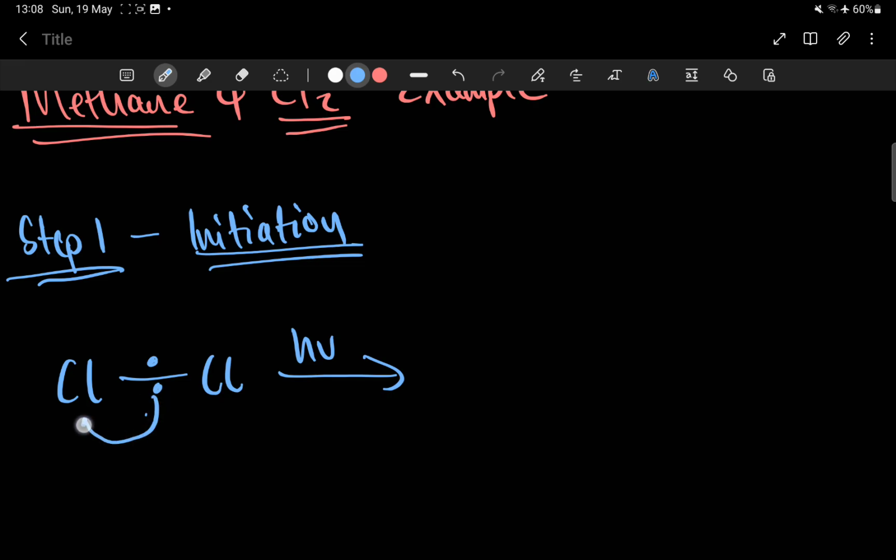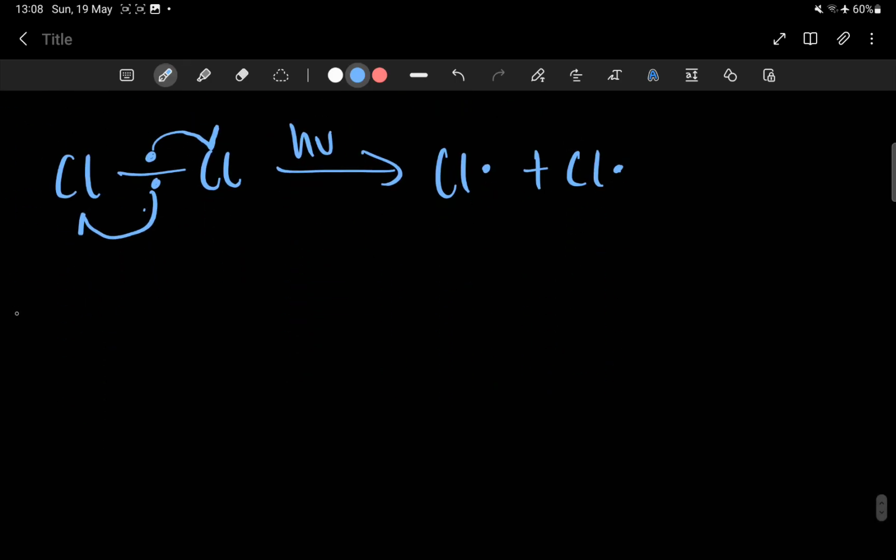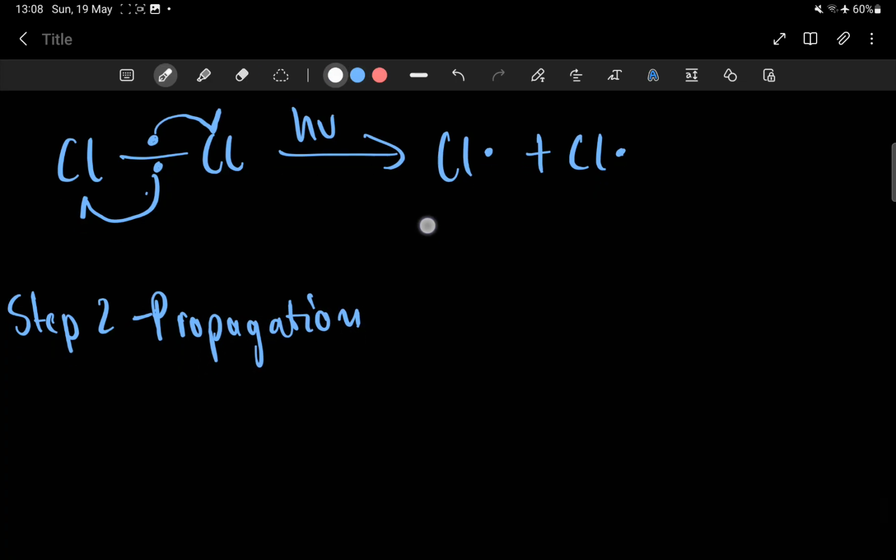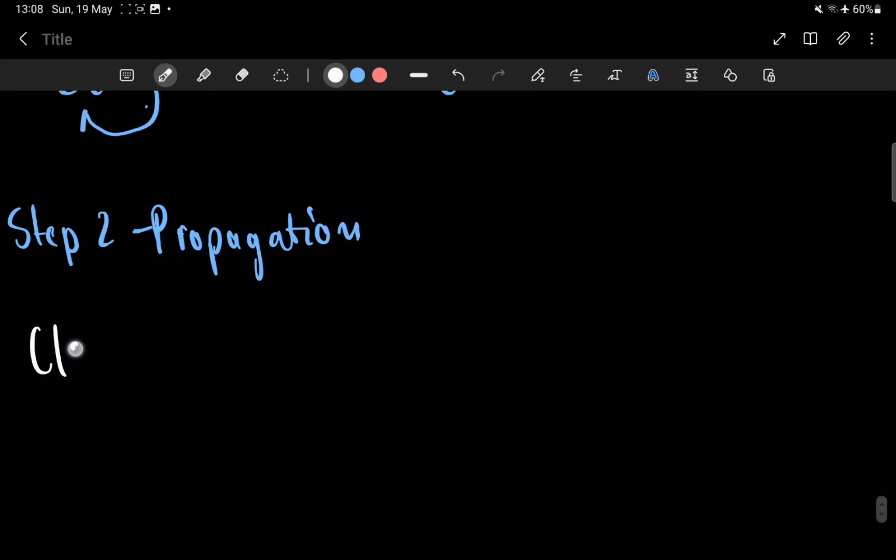And what's going to happen? You have 1 electron coming here, 1 going there. And we are going to form 2 chlorine radicals. Then step 2. Step 2 is going to be the propagation. Okay, propagation, yes, which means continuation. What's going to happen? This Cl radical is going to meet a methane.